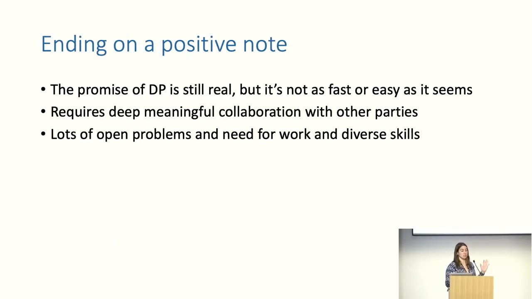I want to end on a positive note, because a lot of this is don't do this and don't do that. And the positive note is that the promise of DP is very real. It's an amazing technology. We have toolkits, we have machinery, we have theorems, we have code. It is wonderful. But it's not quite as easy as it seems of just run my code on this data and I'm done. It requires a lot of meaningful collaborations with other parties across fields.